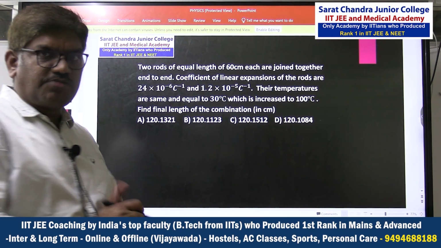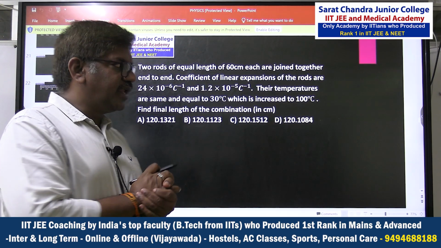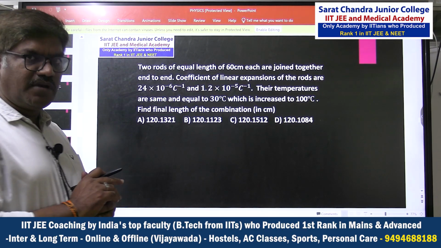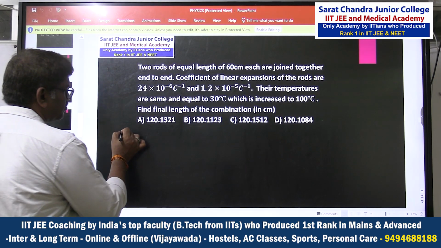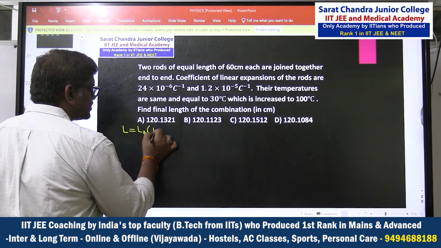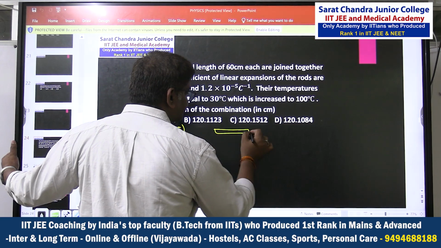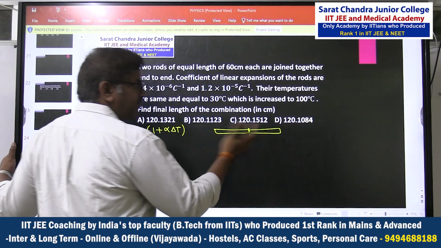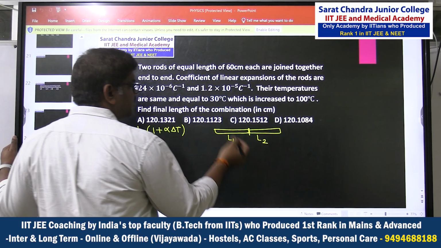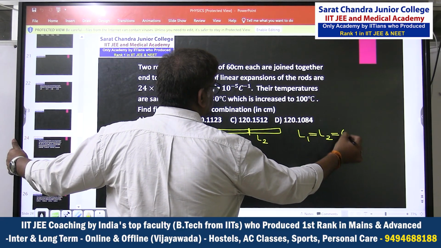Okay, now this question is a little lengthy because calculation is required, but conceptually it is easy, because they are simply asking the standard formula, the formula of expansion. So you know how the longitudinal expansion happens: L equals L naught (1 plus alpha delta t). Now there are two rods combined end to end, and they are free to expand, so one will expand to some L1 and the other to some L2, and initially both lengths are the same: L1 equals L2, which is 60 centimeter each.